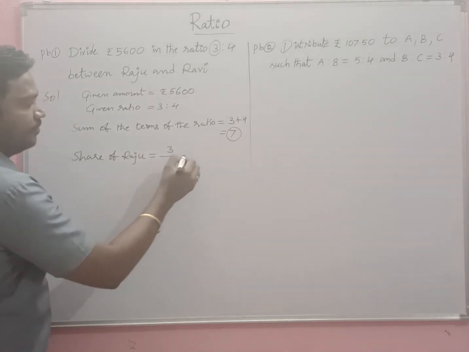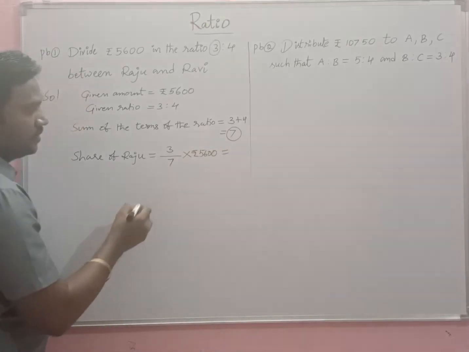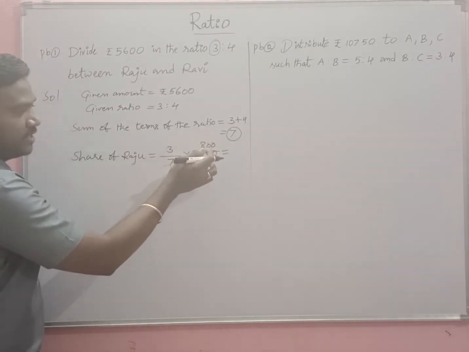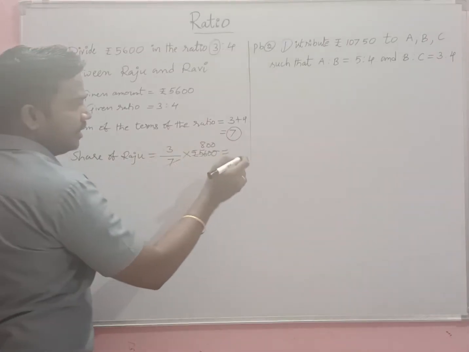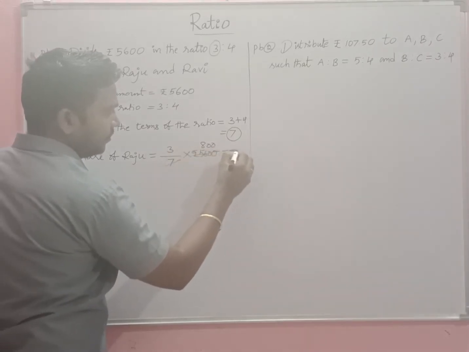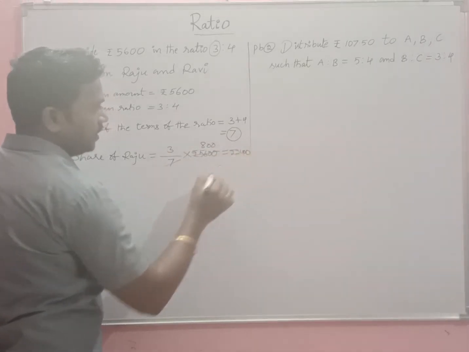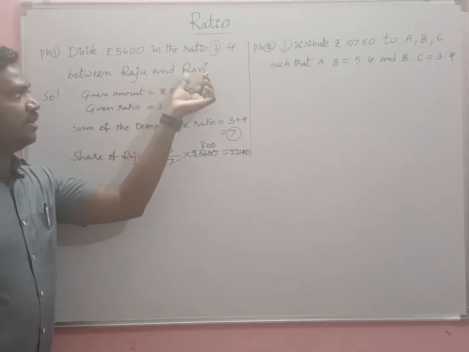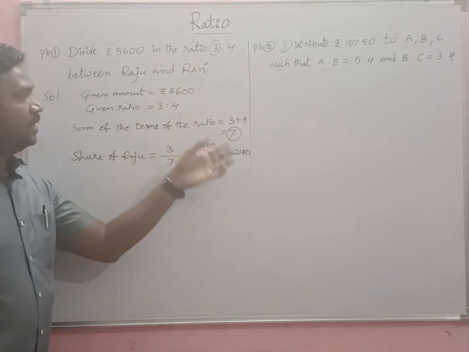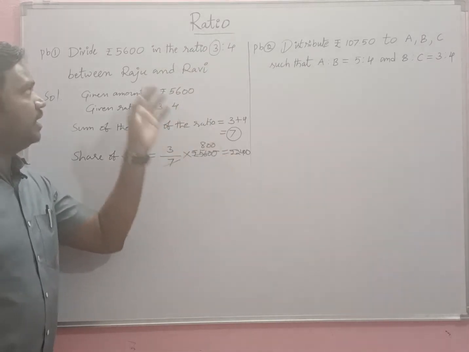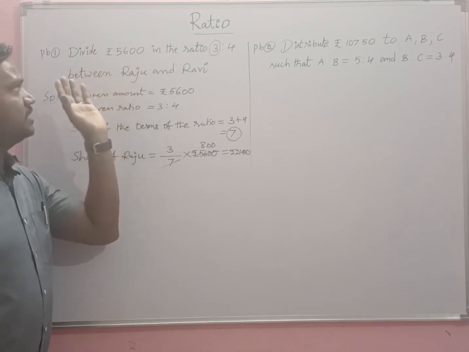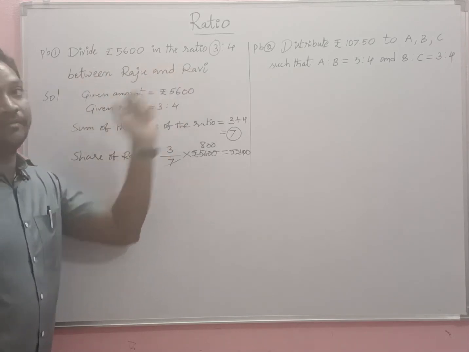So, 3 by 7 into 5600. So, here we get 7 8s are 56, so 800. 3 into 800, 2400. From this, we can find the share of Ravi also. If we subtract 2400 from 5600, the result is 3200, which is the share of Ravi.